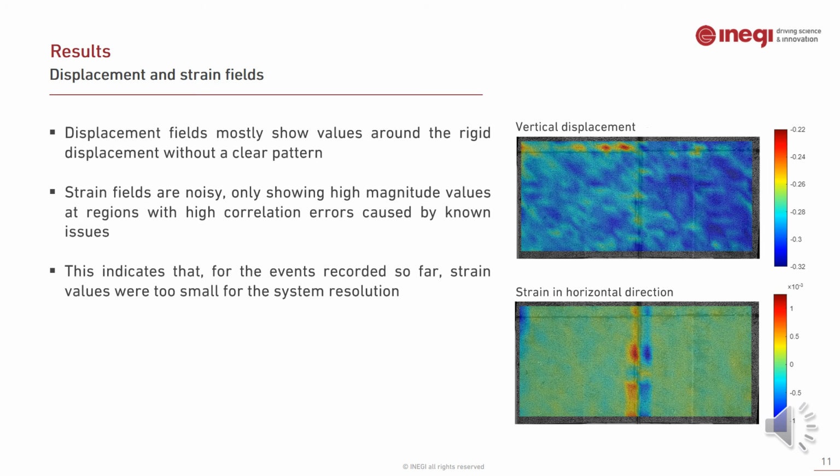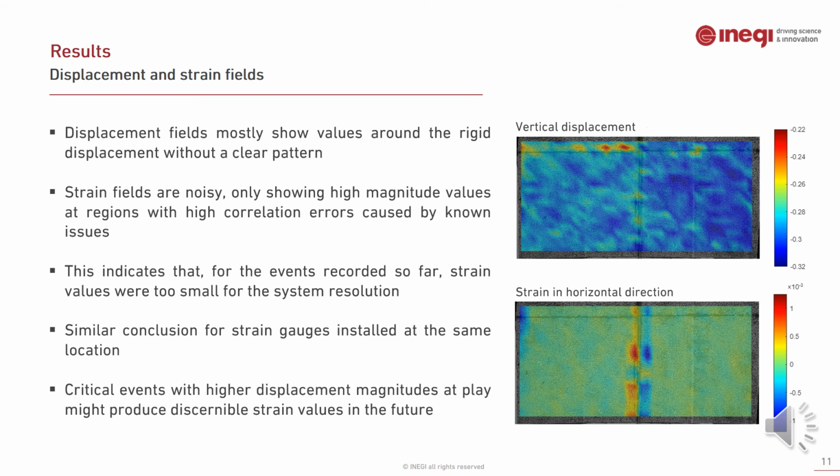And this indicates that so far for all the events recorded, strain values were simply too small to measure, and a similar conclusion was reached for these strain gauges also installed at the same location. And so in the future, critical events with higher displacement magnitudes might produce some more interesting values for these fields, but as it stands they don't add much information to the already previously presented results.